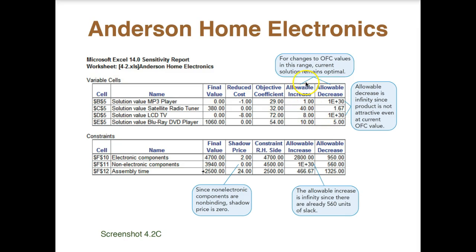All right, so if we look at our objective function coefficients, we're looking in this column, and we want to decrease the Blu-ray DVD player by $3.